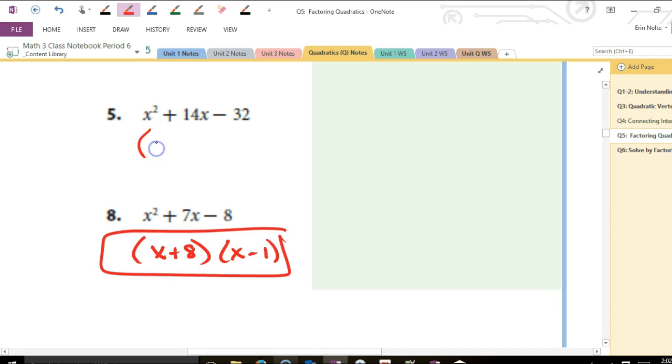Okay, here we go. So the answer to this one is x plus 16 and x minus 2. How many people got that one? Oh, good, more hands.